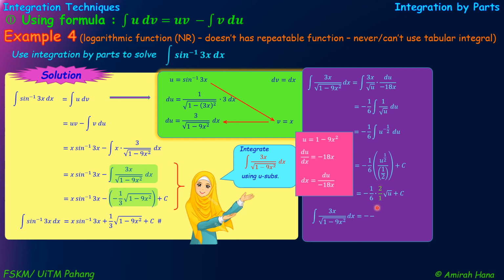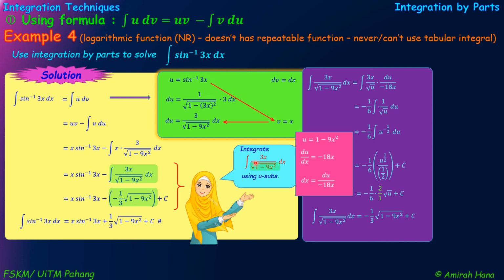Then we simplify this, so we get integration of 3x over square root of 1 minus 9x squared dx equals negative 1 over 3 square root of, we replace u with 1 minus 9x squared, plus c. Okay, so that's why when we integrate 3x over square root of 1 minus 9x squared dx, the answer equals negative 1 over 3 square root of 1 minus 9x squared plus c. Okay, you need to show the calculation to get this answer, right?